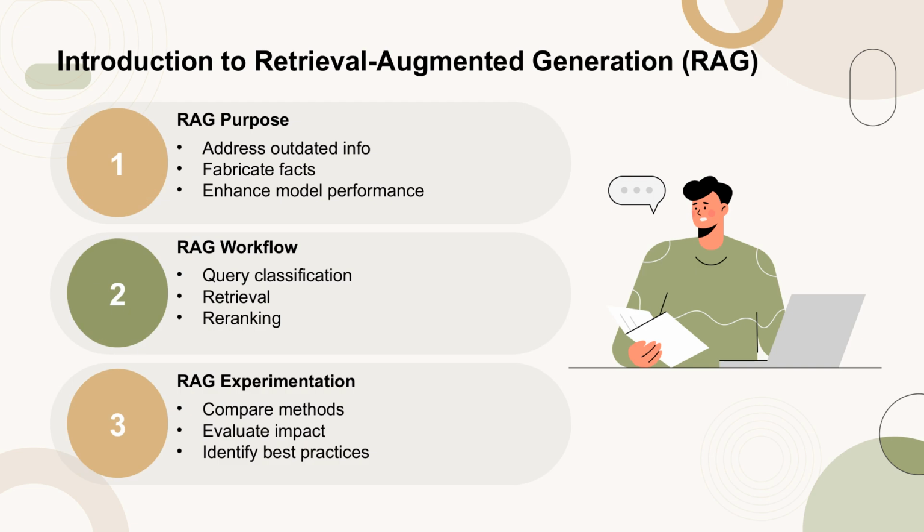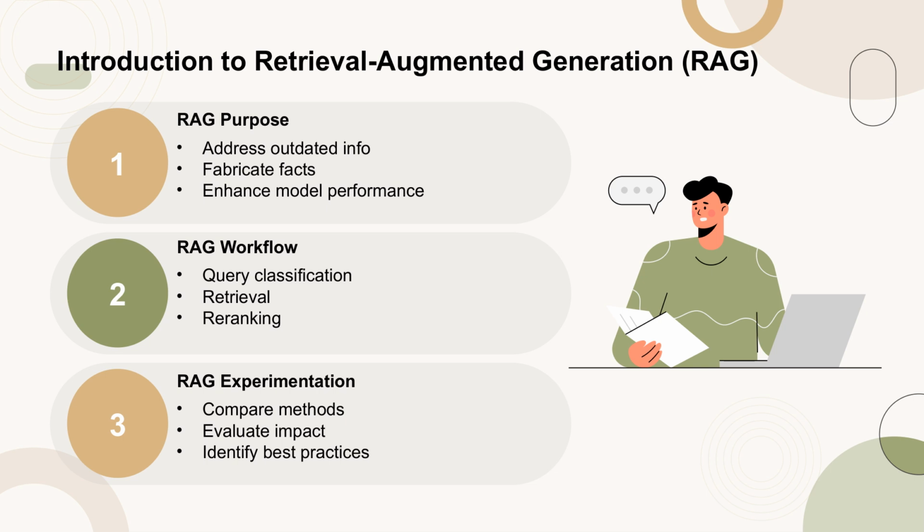The introduction of this paper discusses the challenges associated with generative large language models, particularly their tendency to produce outdated information or fabricate facts. To address these issues, the paper introduces retrieval-augmented generation (RAG) techniques, which combine the strengths of pre-training and retrieval-based models. RAG provides a robust framework for enhancing model performance and enables rapid deployment of applications without necessitating updates to model parameters.